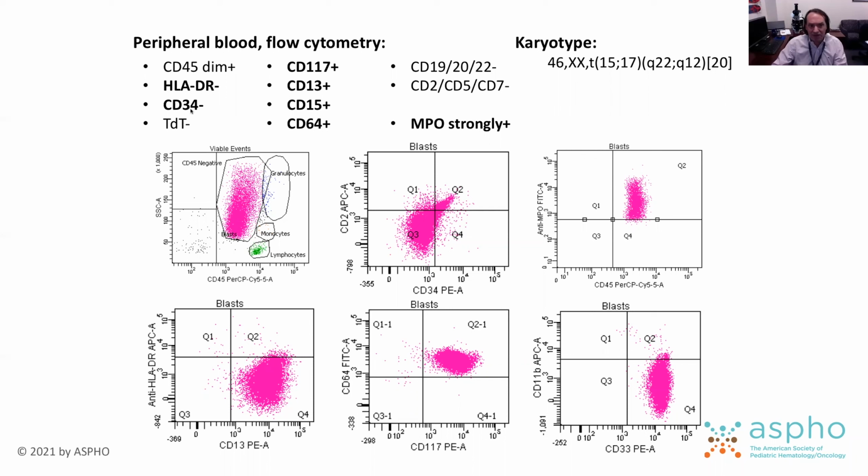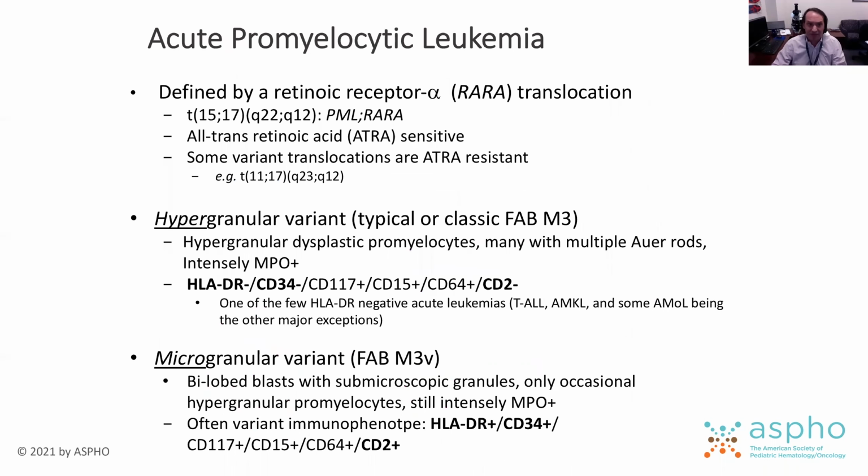APL is typically CD34 negative. It's always CD117 positive and expresses a number of myeloid markers. But even if it does not have the characteristic hypergranular morphology, it will have strong myeloperoxidase staining. Of course, acute promyelocytic leukemia is defined by the PML-RARA t(15;17) translocation, which is sensitive to all-trans retinoic acid. Some variant translocations do exist, and for that reason, if something looks like APL, something other than RT-PCR or a come-together FISH probe should be used.